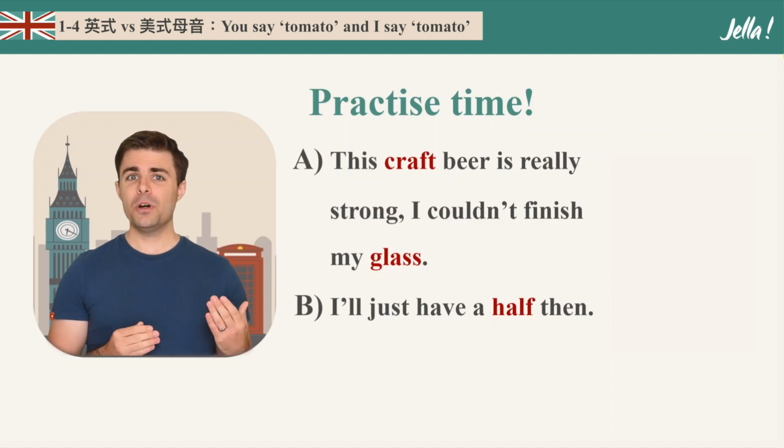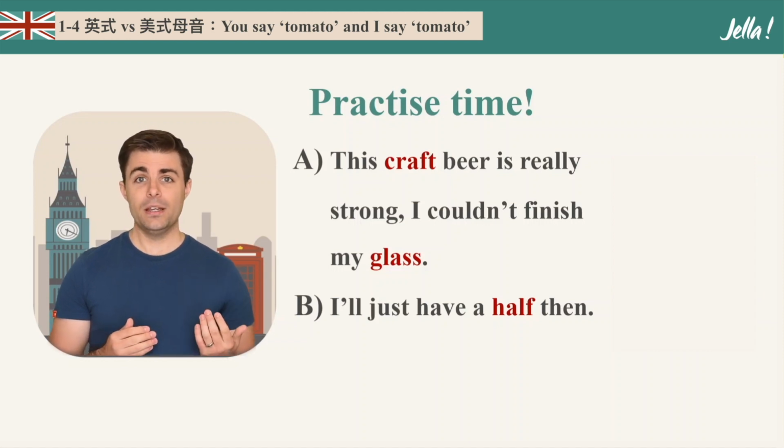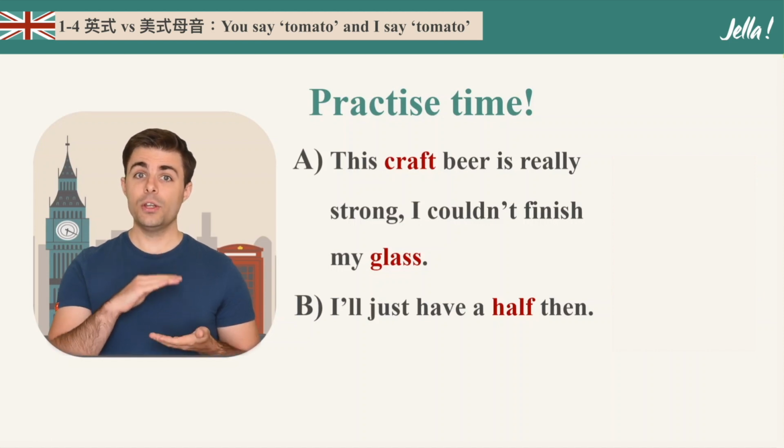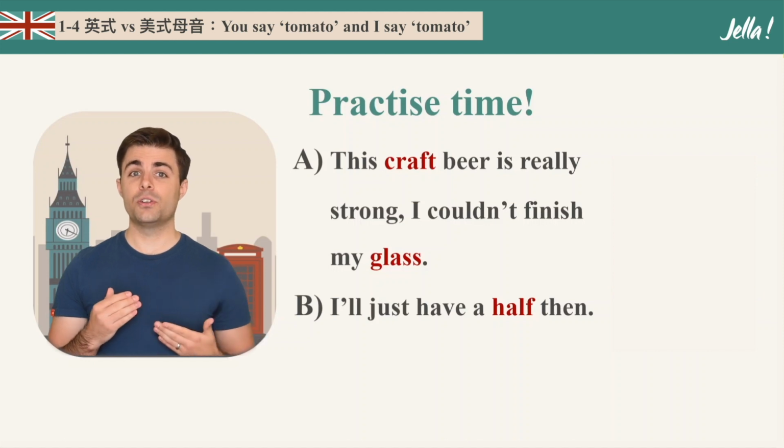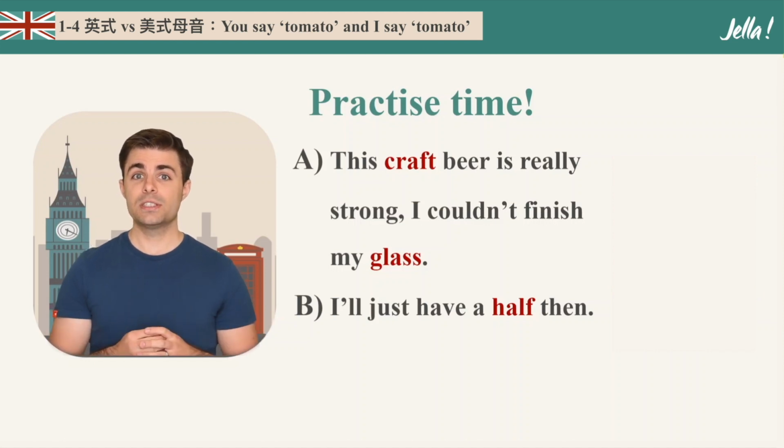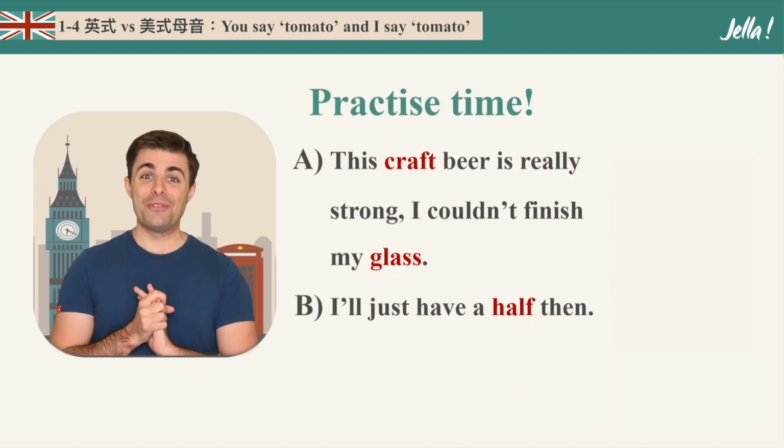Now, you might be wondering why the person says, I'll just have a half. That's because in the UK, when people order beer, we order it in pints. And you can either order a full pint, or you can order a half pint. And when you order a half pint, this is often just shortened to a half. So you can say, I'll have a half of beer. Really great job if you got them all.